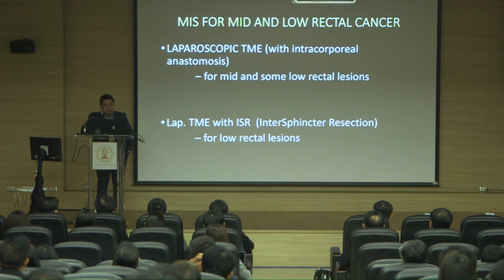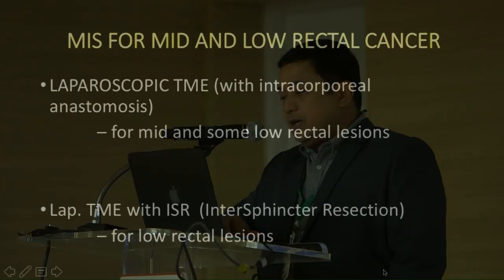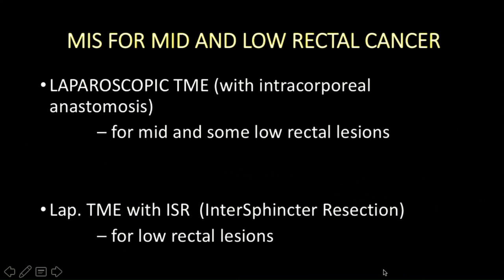So laparoscopic TME with intracorporeal anastomosis and laparoscopic TME with ISR are the procedures for mid and low rectal cancer. For laparoscopic TME, usually indicated for mid and some low rectal lesions, but for ISR, usually reserved for low rectal lesions. I will not talk about the benefits and the evidence of the laparoscopic approach. It was well discussed yesterday. Just focus on the technical points of TME and ISR.